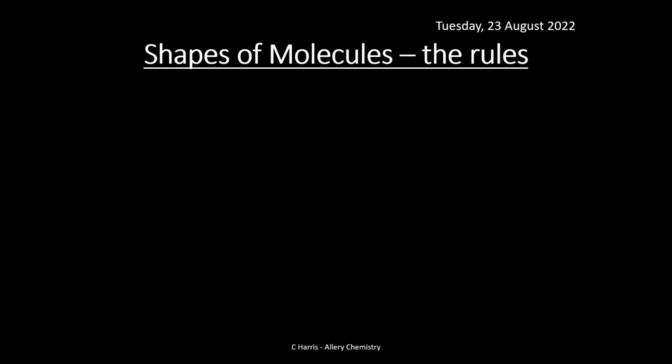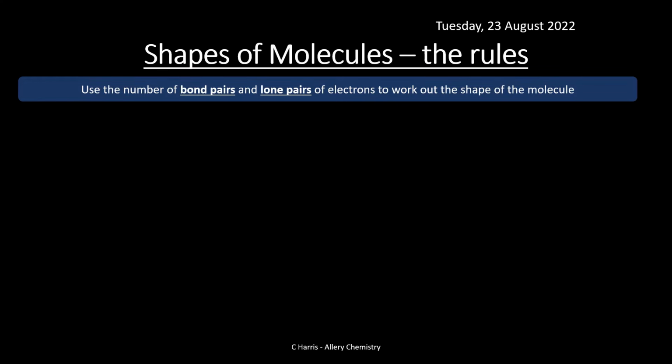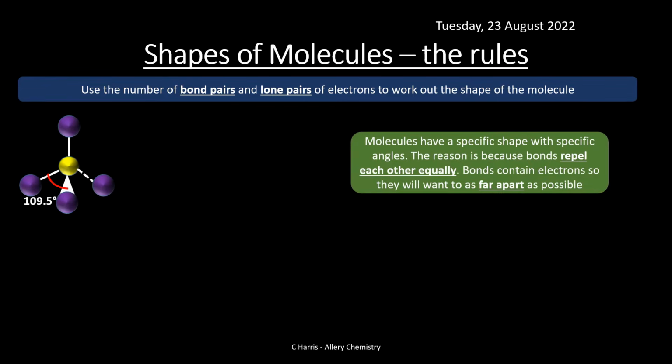Right, we need to know some shapes of molecules as well, and some of the rules associated with the shapes of molecules. So let's have a look. The number of bond pairs and lone pairs of electrons will dictate what the shape of the molecule is, and you need to be familiar with the names of these. Molecules have a specific shape with specific angles, and this is because bonds actually repel each other equally. Remember, it's a similar concept to bond repulsion of electrons.